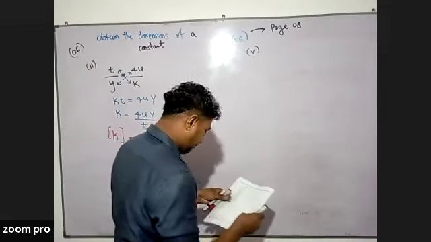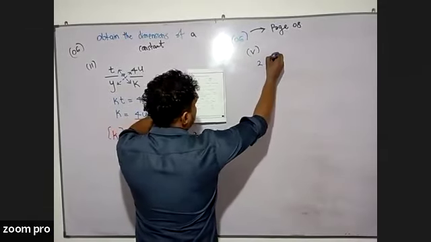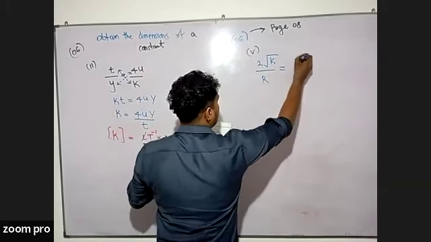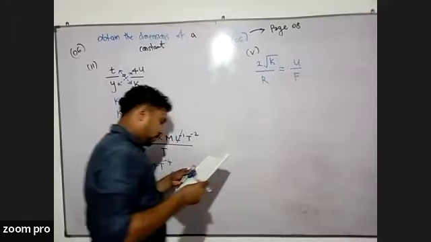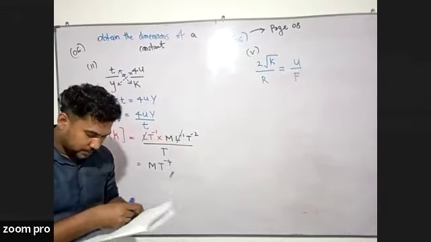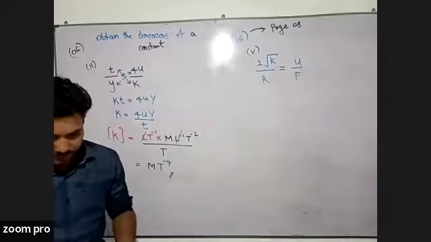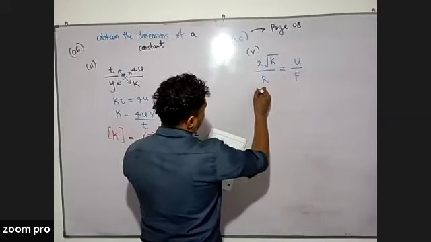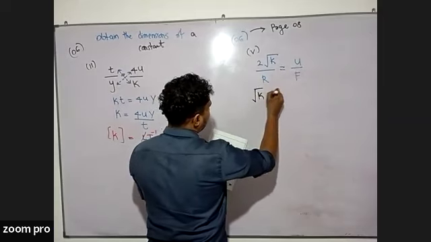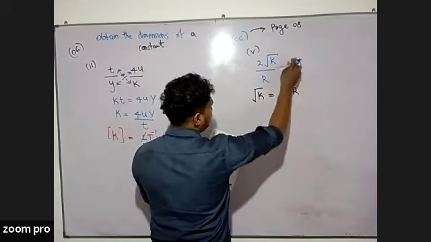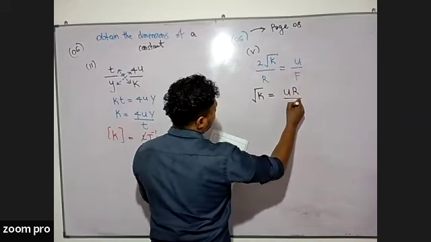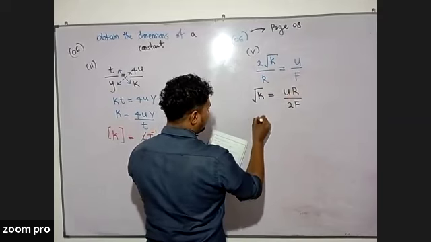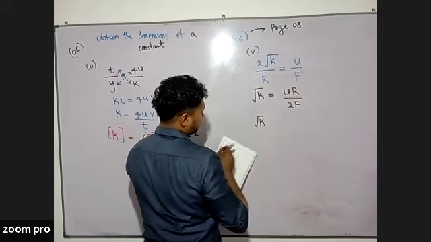So let's go through the answer. Now here, 2 root k over r equal u over f, right? So f represents the force, u represents the velocity, and r represents the radius, right? So as I mentioned earlier, let's make root k the subject. It is equal to u r over 2f if I do the cross multiplication, right? So just neglect the 2. Then just find out the dimensions of root k, right?